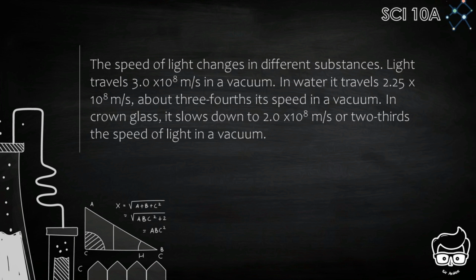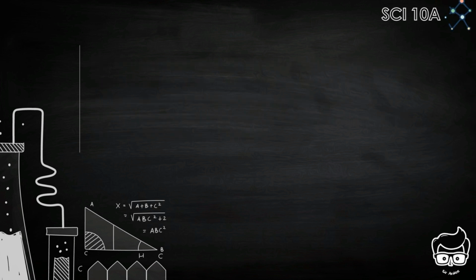The speed of light changes in different substances. Light travels 3.0 times 10 raised to positive 8 meters per second in a vacuum. In water, it travels 2.25 times 10 raised to positive 8 meters per second, about three-fourths its speed in a vacuum. In ground glass, it slows down to 2.0 times 10 raised to positive 8 meters per second, or two-thirds the speed of light in a vacuum.